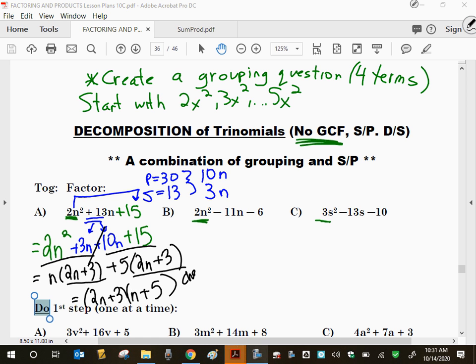We should check this using FOIL. If we did it properly, this is going to be a 2n squared, got it. This is going to be 10n plus 3n, that's our 13n, and this is going to be our 15. I don't even have to correct it, you can just say, Mr. J.O., I know it's right, I already foiled it, so just give me full marks.